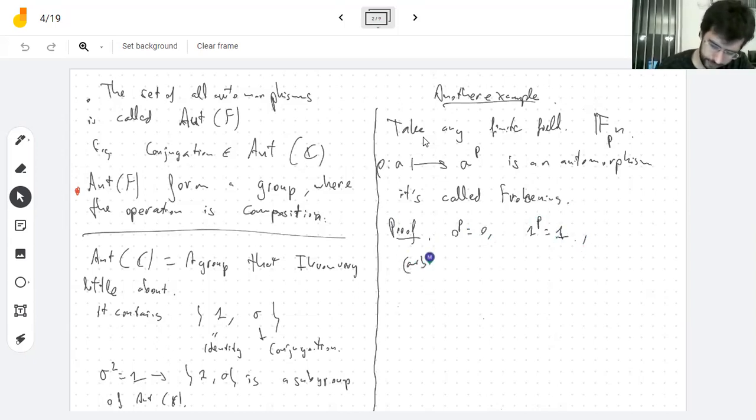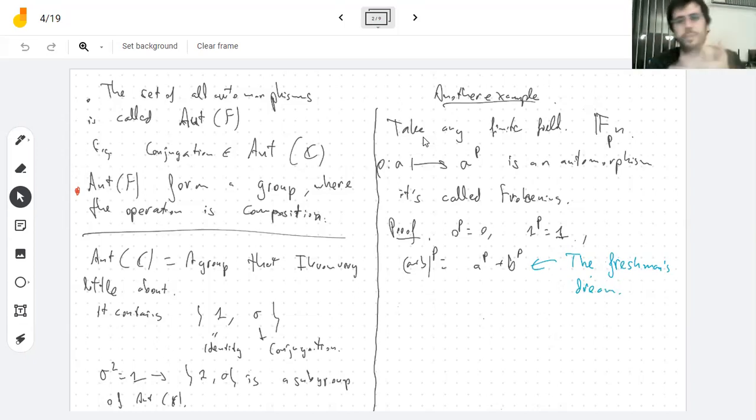If I add two things and I take the pth power, I get the sum of the pth powers, because this is the freshman's dream. That I proved for you last week. You take the binomial expansion, which has a bunch of terms, and all the ones that are not a to the p and b to the p are multiples of p, so they're just zero.